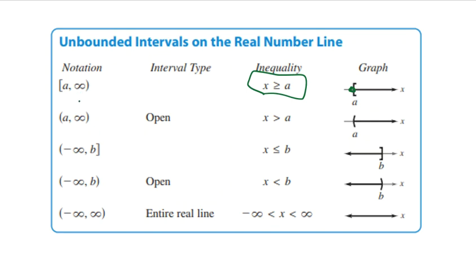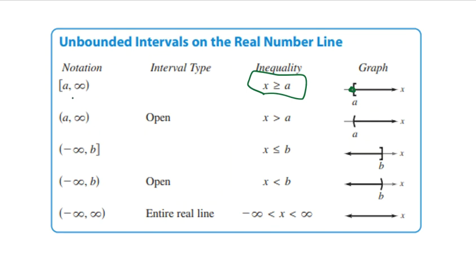Just to note, we always use parentheses on infinities because infinity is not a number that you could ever actually be. You would never put a bracket on an infinity because that would imply that you could actually equal infinity, which is really impossible if you think about it, right? So always parentheses on infinities. It's a common question I get.